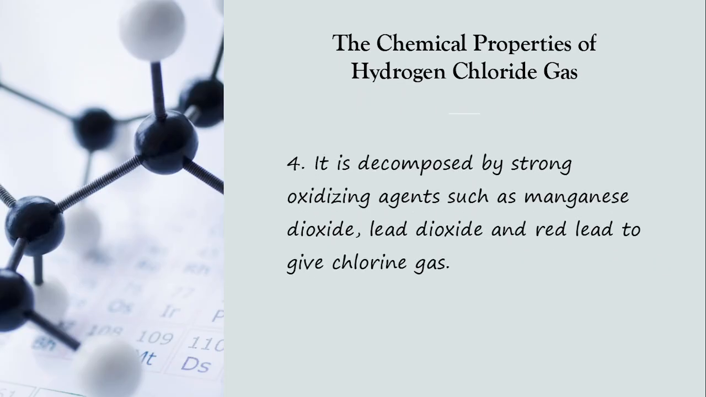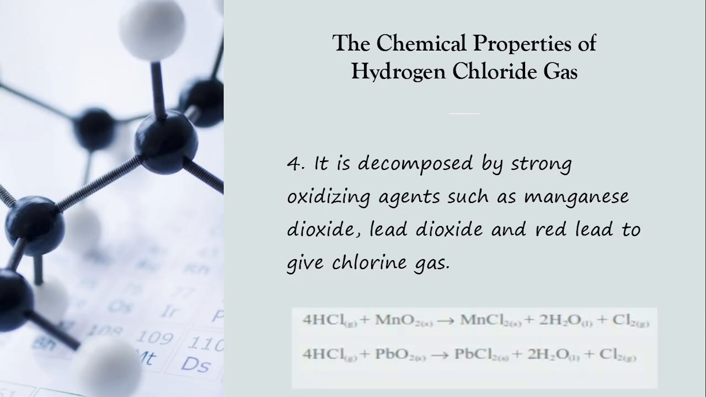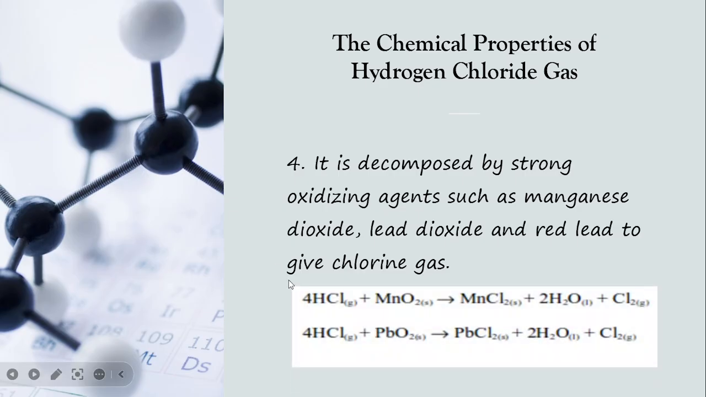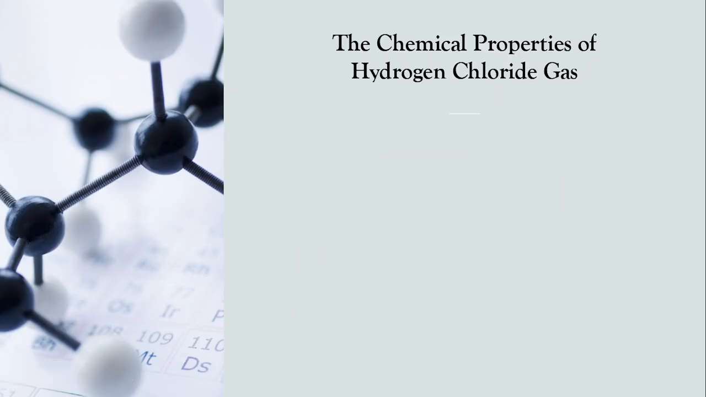Moving on, it is decomposed by strong oxidizing agents such as manganese dioxide and lead dioxide, to give chlorine gas. And here are the reactions showing how they occur. So it is decomposed by strong oxidizing agents. We've seen these strong oxidizing agents in these reactions, manganese dioxide and lead dioxide, which provide chlorine gas and lead chloride. So that's the chemical property, or the decomposing property, of this hydrogen chloride gas with these strong oxidizing agents, manganese dioxide and lead dioxide.